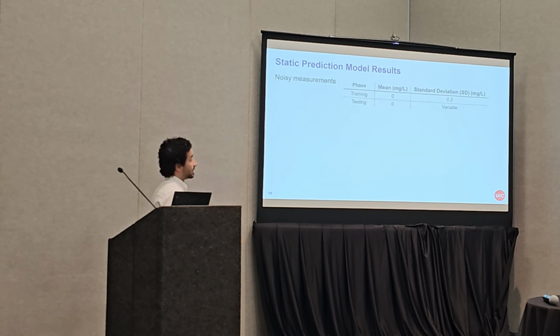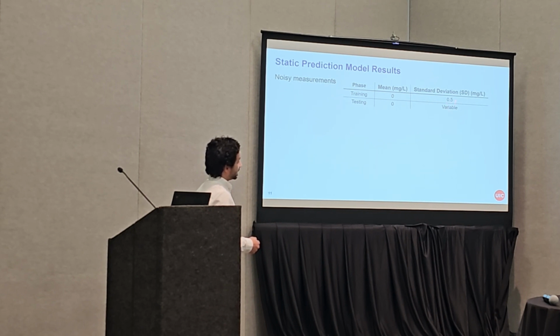We also tested the robustness of the model to noisy measurements. So we trained the model on noisy measurements following a normal distribution with a mean of 0 milligrams per liter and a standard deviation of 0.5 milligrams per liter. And that was the training phase. But in the testing phase, we applied different standard deviations to see if the model is actually capable of handling the measurement noise.